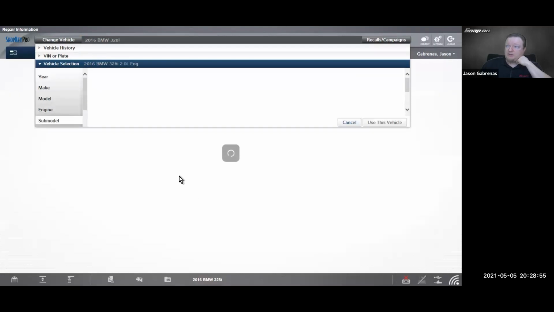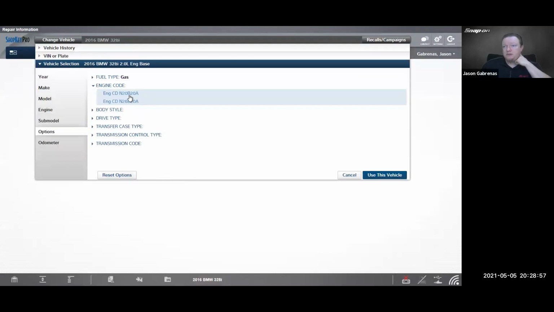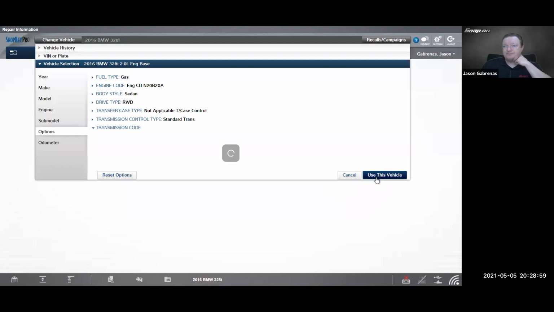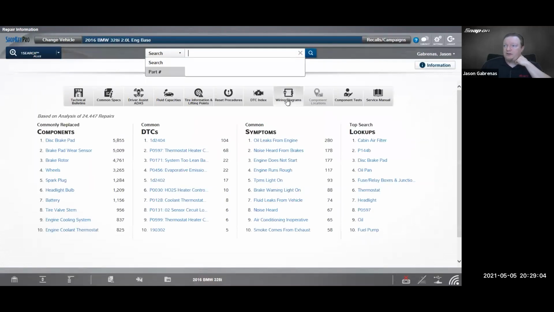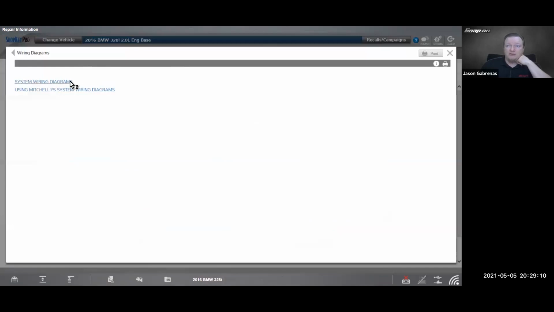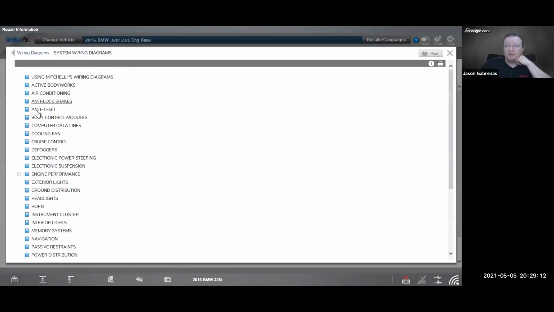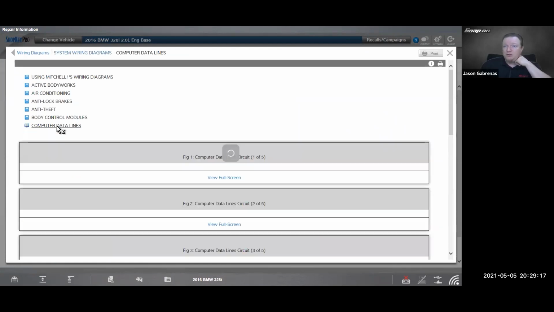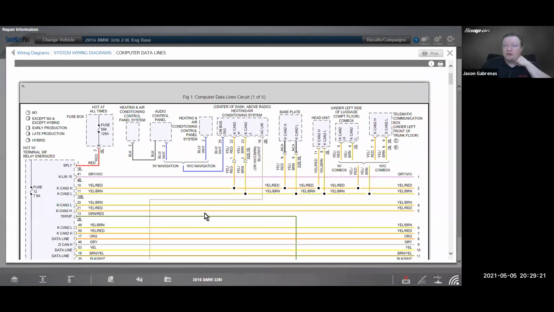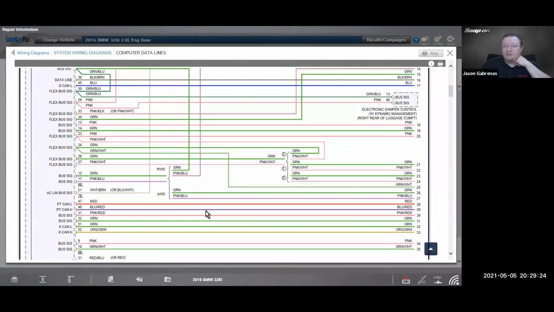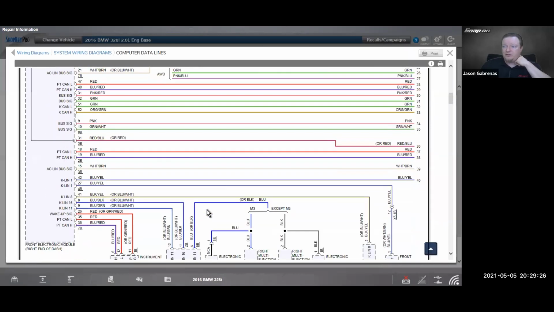I'm going to pop into ShopKey here real quick. Pick an engine. Okay, if you have ShopKey, you have the quick links right on the front page. It's going to give you a link directly to all the wiring diagrams on the vehicle. This just makes it easier if I want to see a whole network overview. I can go to my computer data lines. Your mileage may vary depending on where you are or what you're using for information systems. So we see it's 5 pages long.